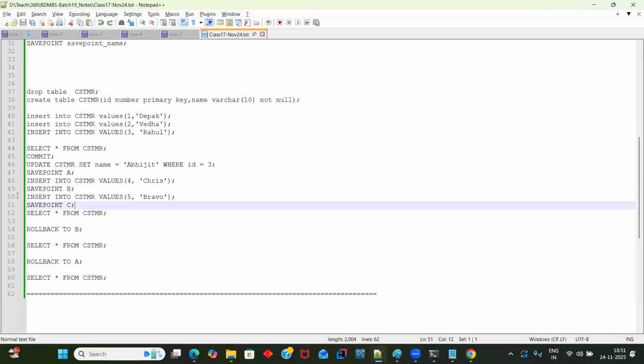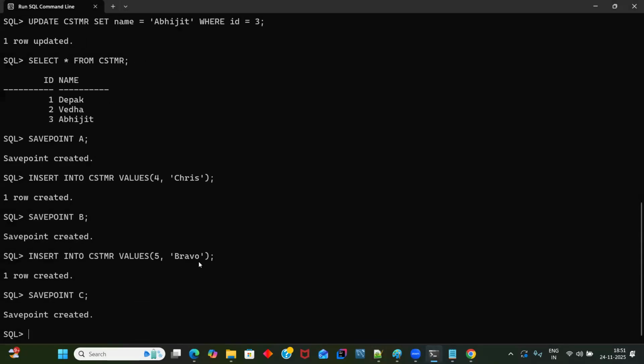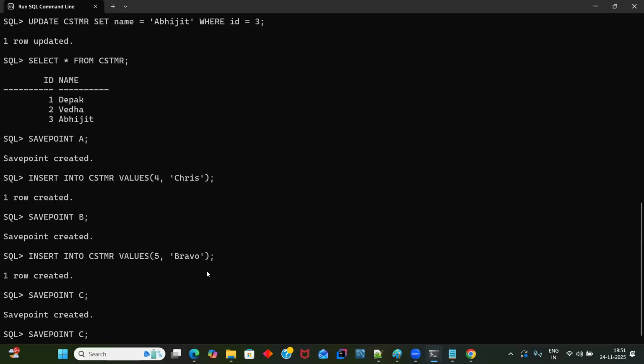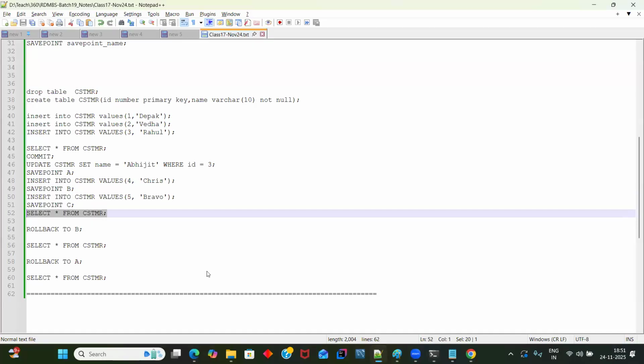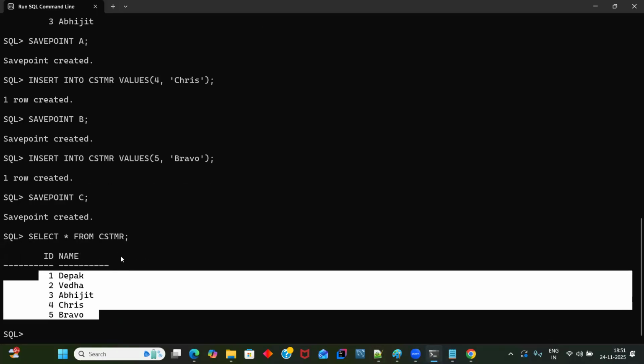Then I'll be inserting one more row with the name Bravo. Again, I created a save point C. In A, I have a table with 3 rows. In B, a save point, I have a table with 4 rows. In C, I have a save point, a table with 5 rows now. Now, if you run your select query, you can see it's a table with 5 rows.